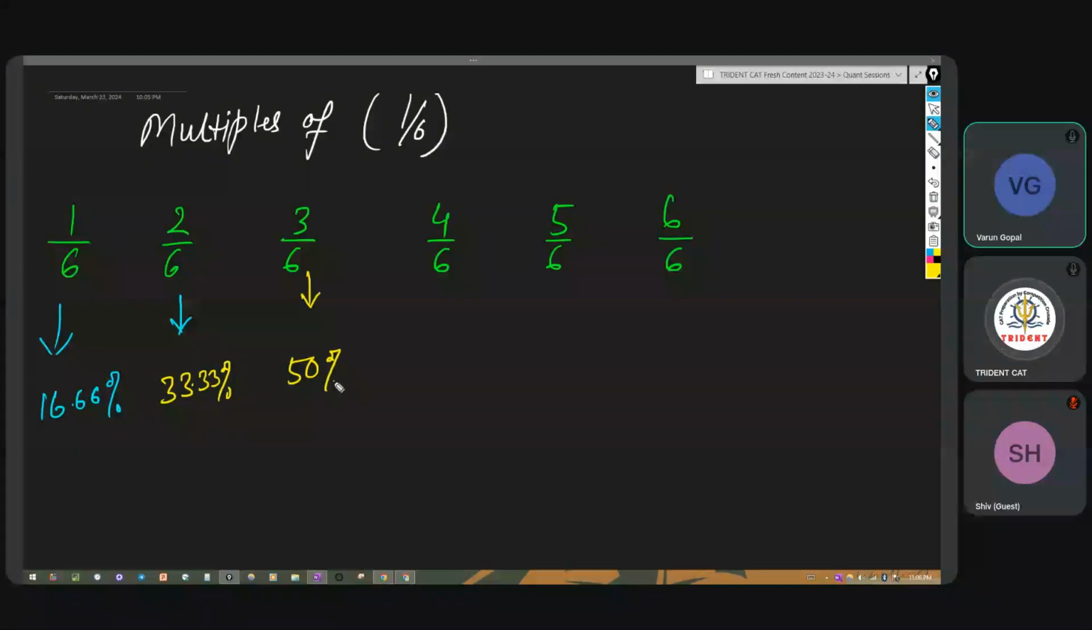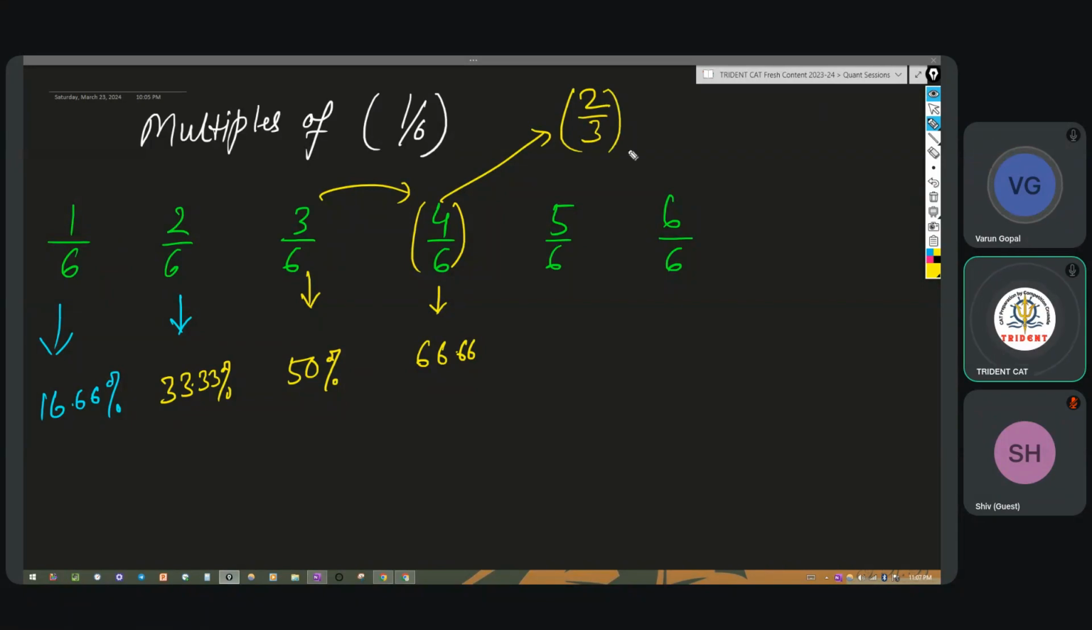This is the easiest. So this is 2 by 3. Plus 50 minus 33.3. No, not minus. We are proceeding to the next part, Varun. Every time we are increasing by 1 by 6, right? 66.66. And can you not see this is 2 by 3? 1 by 3 is 33.3333%. So 2 by 3 should be 66.6666%, shouldn't it? Make sense?